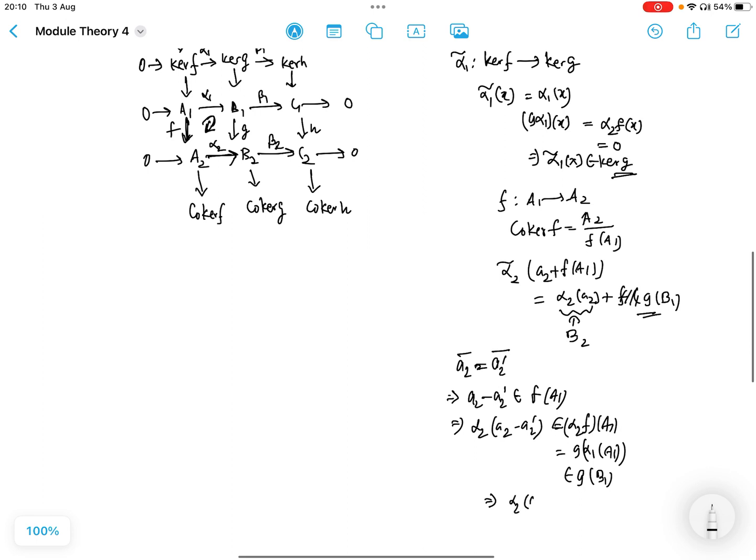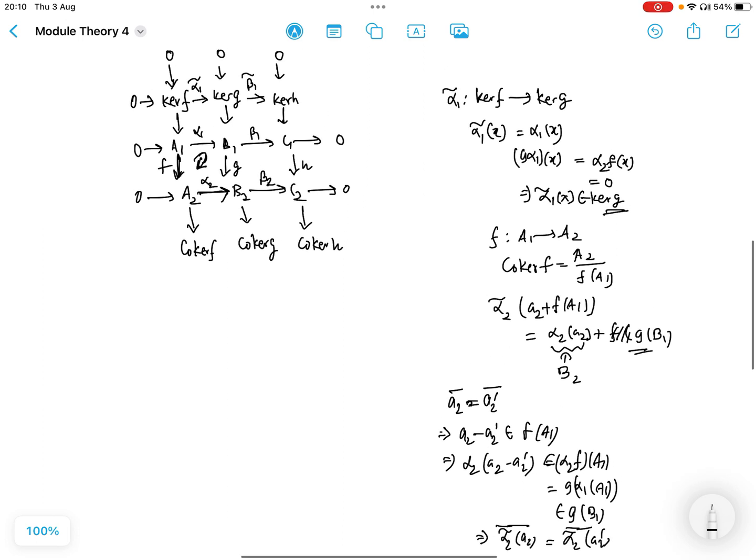So this class is the same as this class, right? You can take the tilde because this map is induced by alpha. Okay. So we get that this is actually a well-defined map from co-kernel of A to co-kernel of G. Let's call this alpha 2 tilde. Similarly, you can do the same for beta 2 tilde. And you can extend it to zero, and we don't need to bother about it.